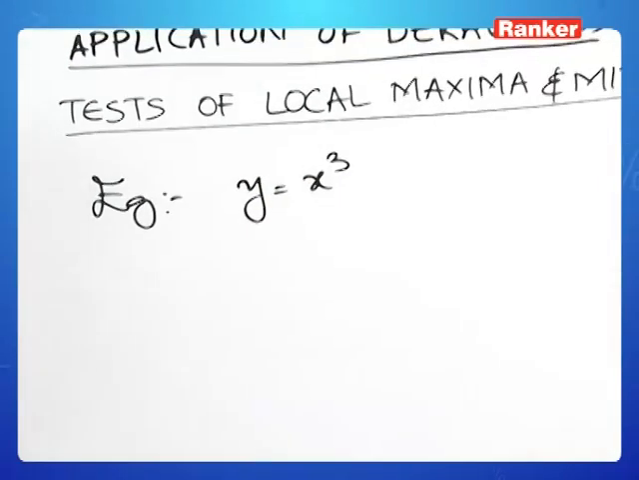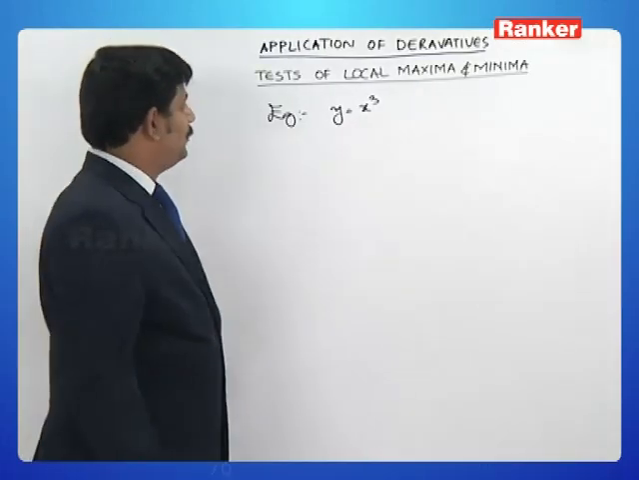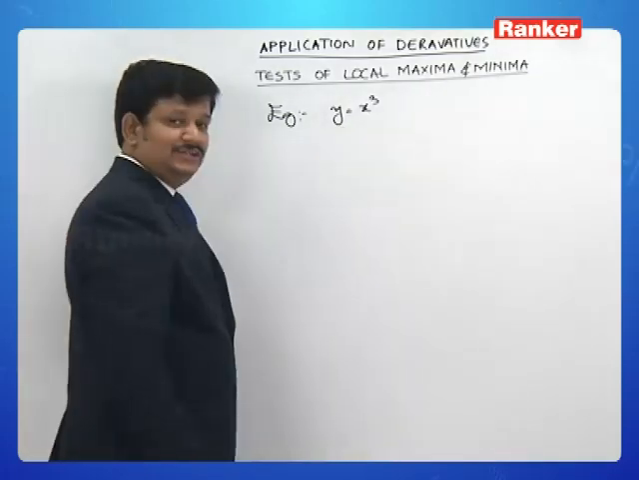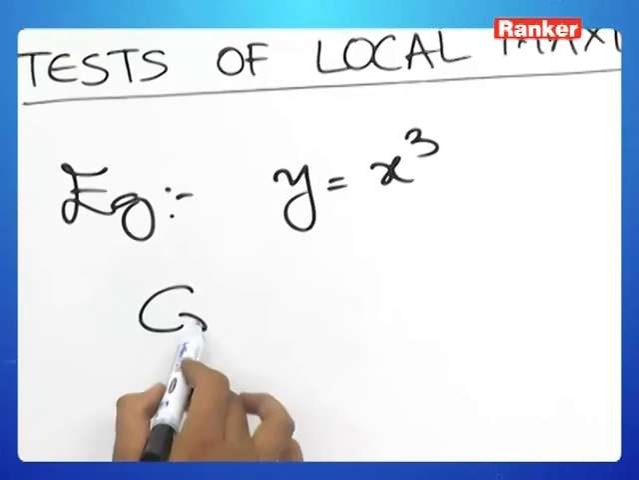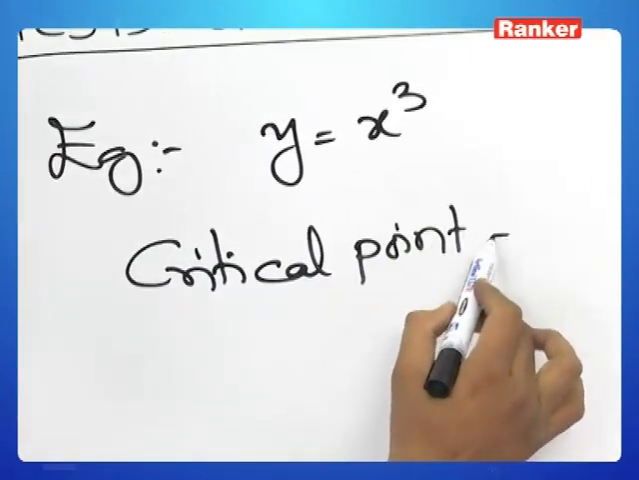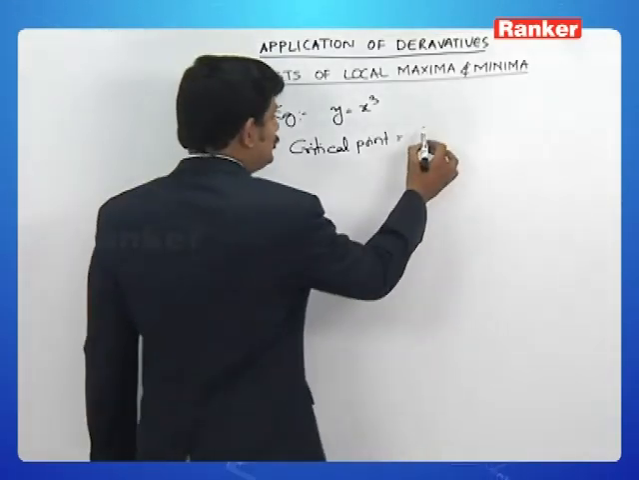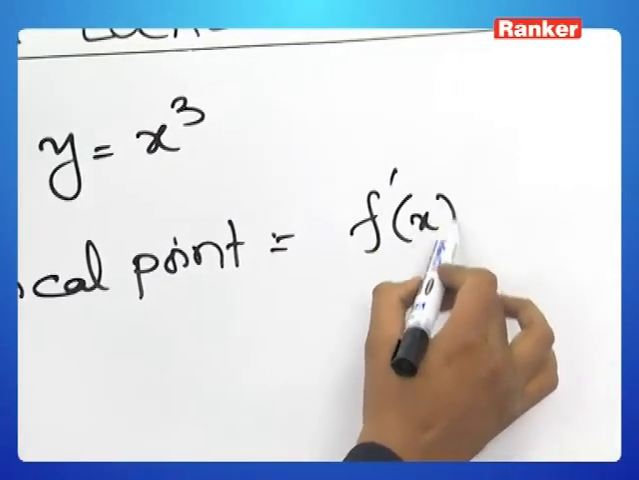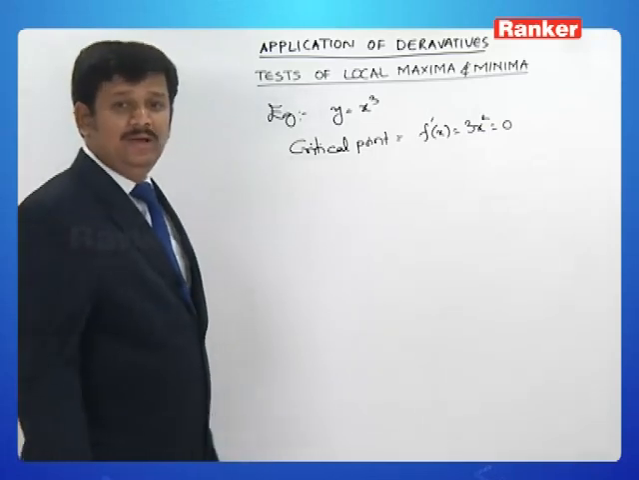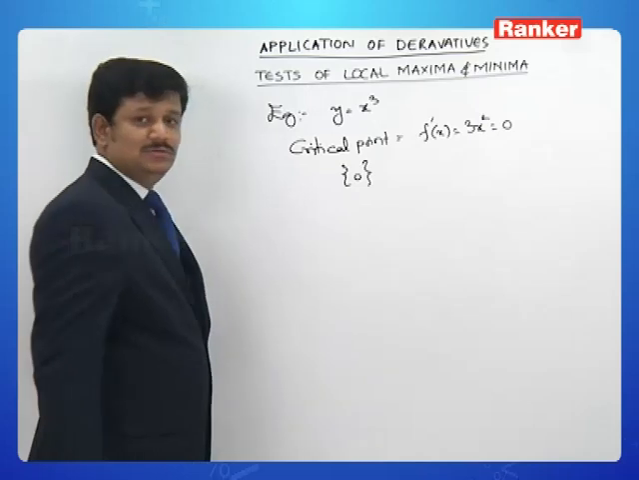Let us investigate the function y is equal to x cube for points of local maxima and minima. Now, this is again a differentiable curve. We need to identify all critical points, and critical points will be points where the derivative is equal to 0. We will not have any point of non-differentiability in the case of x cube. So the derivative f dash of x is 3x square, and when we equate it to 0, we have only one critical point, which is x equal to 0.